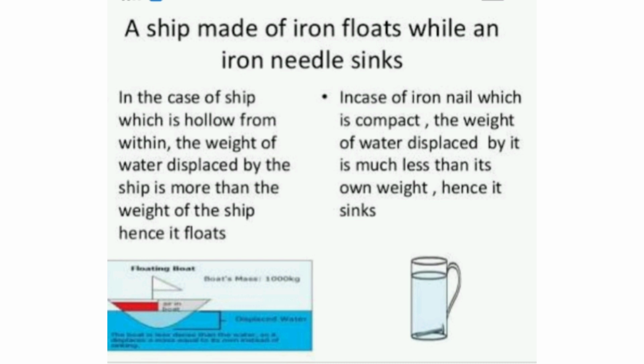If the volume increases, the upthrust or buoyant force increases. Here, the buoyant force is more on the ship, hence it floats. An iron nail sinks in water. The weight of water displaced by it is much less than its own weight, hence it sinks.